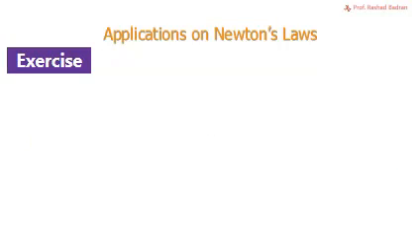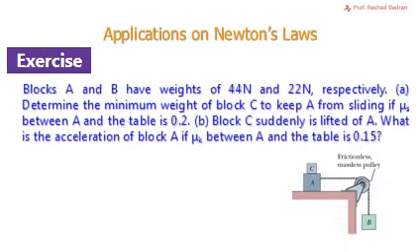This is another challenging problem where, as shown in the diagram, we have two blocks A and B attached by a massless rope, passing over a frictionless pulley, also a massless pulley. The weights of the two blocks are 44 newtons for A and 22 newtons for B.